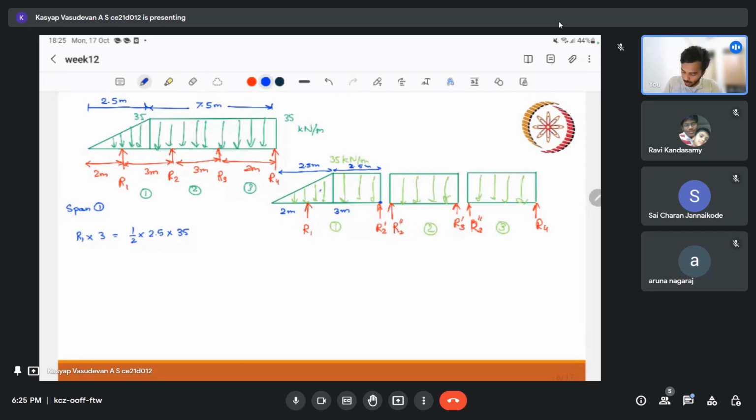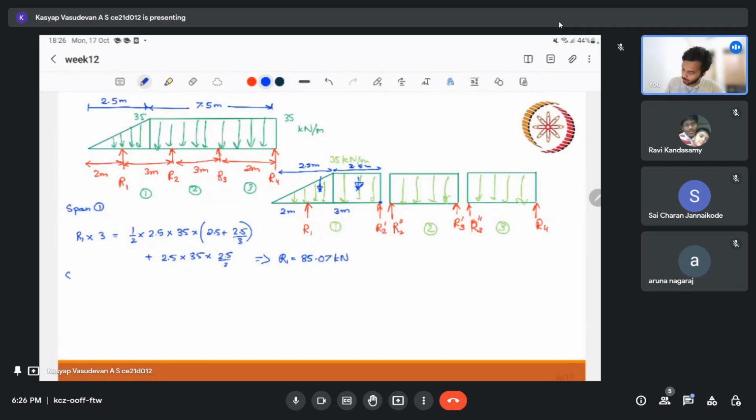Our total load is somewhere at the centroid, so we have to take the distance: 2.5 plus one third of this 2.5, so 2.5 by 3. This is the moment due to this triangular load, and for the rectangular load, plus 2.5 into 35, that is the total load, into distance 2.5 by 2. If you solve this, you will get R1 is equal to 85.07 kN.